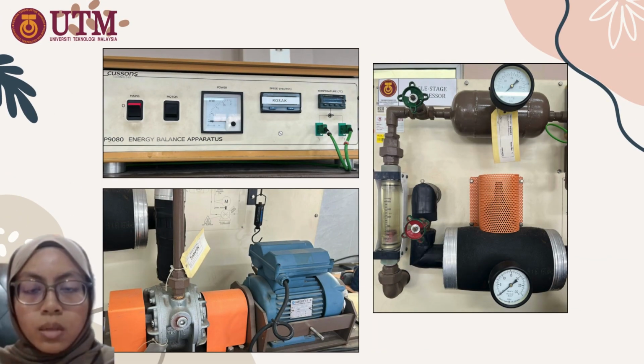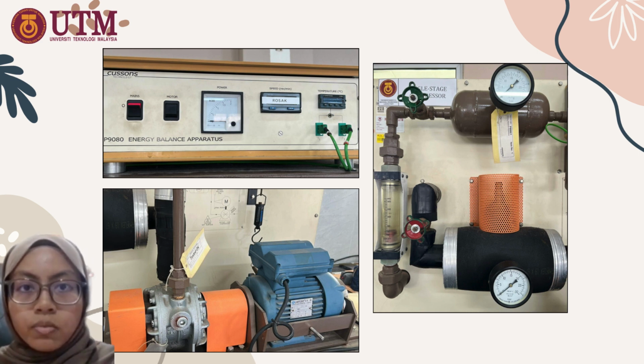These are some close-ups of the apparatus. In the first picture, this is the electric power apparatus. There are the main switch, motor switch, power, speed, and also temperature. The temperatures T1 and T2 are taken from there. Since the speed reading for this apparatus is broken, we use the tachometer to measure the speed of the working motor. Below, this is the picture of the spring balance motor and also the rotary vane compressor. And the last picture is the close-up of the airflow meter.